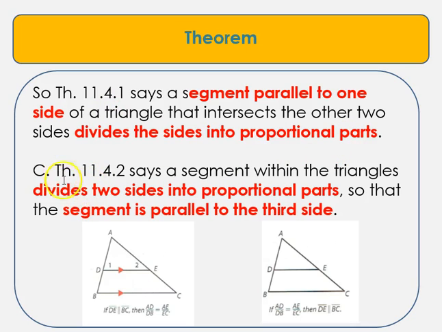But the converse says a segment divides two sides into proportional parts, so it is parallel. So one says it's parallel first and then becomes proportional parts. The converse says it's proportional parts and then it becomes parallel. So if you look at the notation down at the bottom, the 11.4.1 states parallel first. 11.4.2 states parallel last.